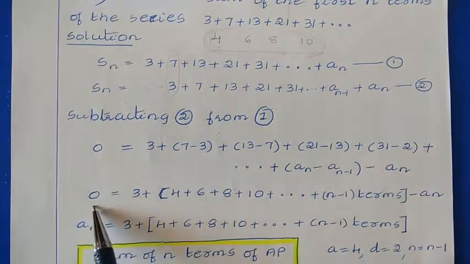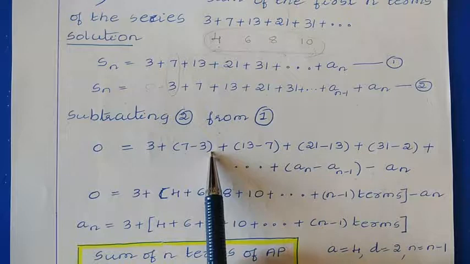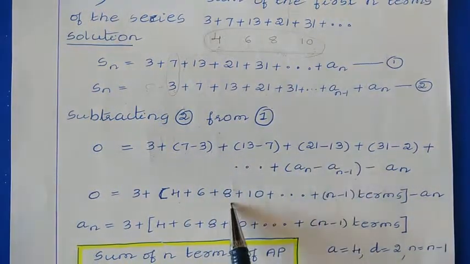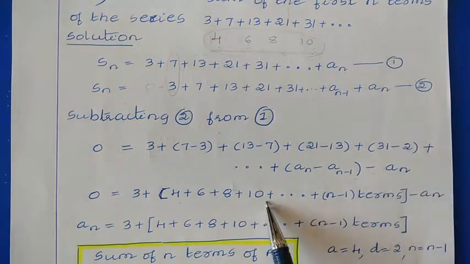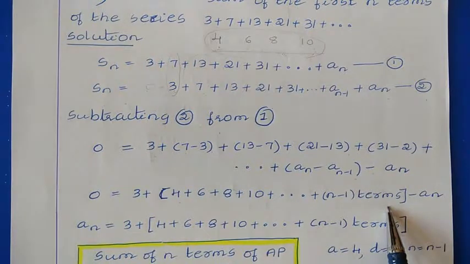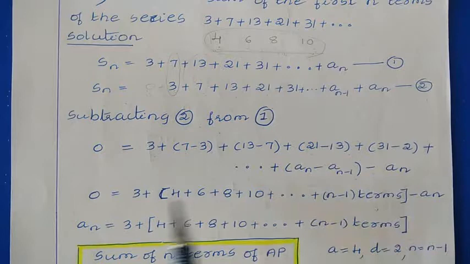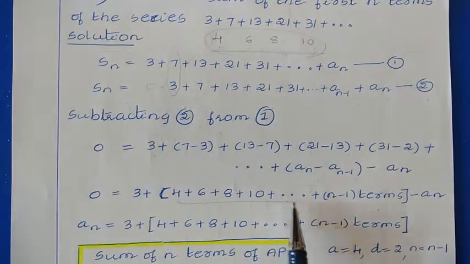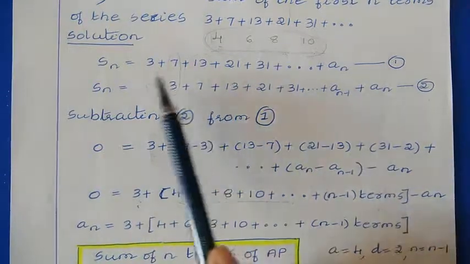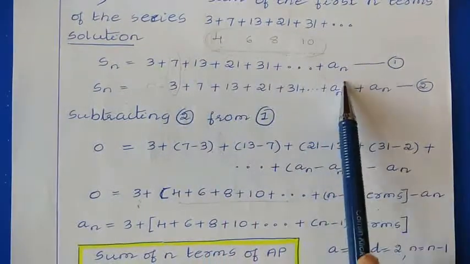Now we have 0 equal to 3, then 7 minus 3 is 4, then 13 minus 7 is 6, 21 minus 13 is 8, 31 minus 21 is 10. Then the last term is the n minus 1 term. See, in this case we have n minus 1 terms. That is because I have not included the value 3 in this particular series. The value 3 is taken out. Totally we have n terms. We took it in the beginning that totally we have n terms.